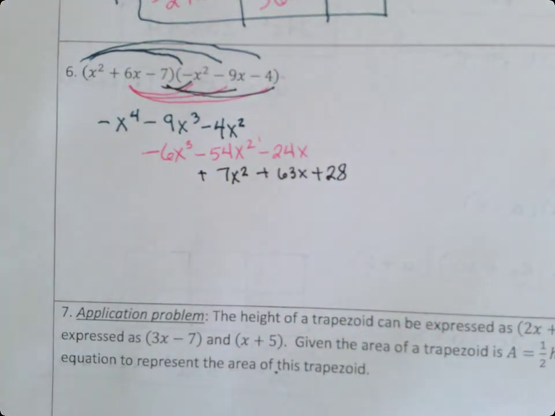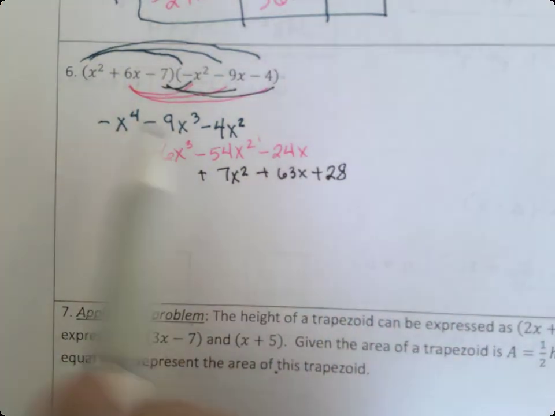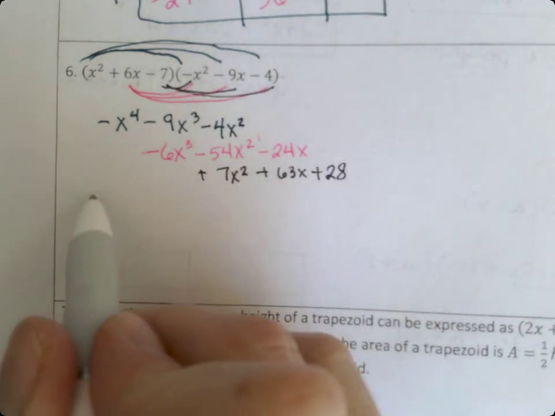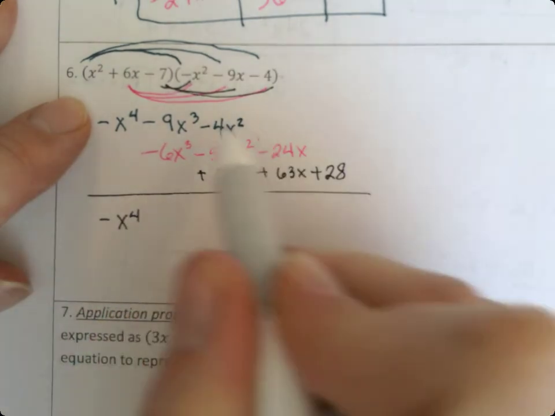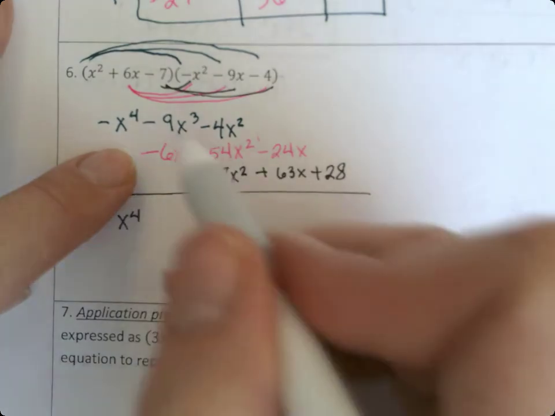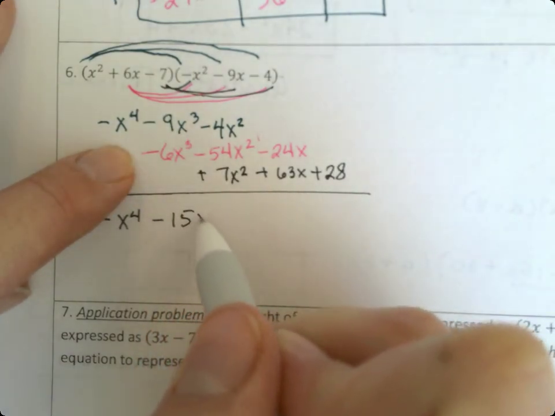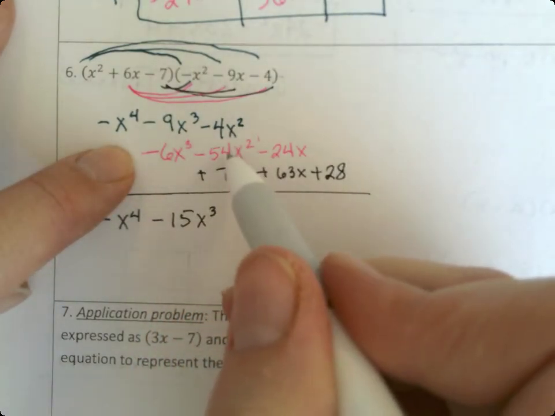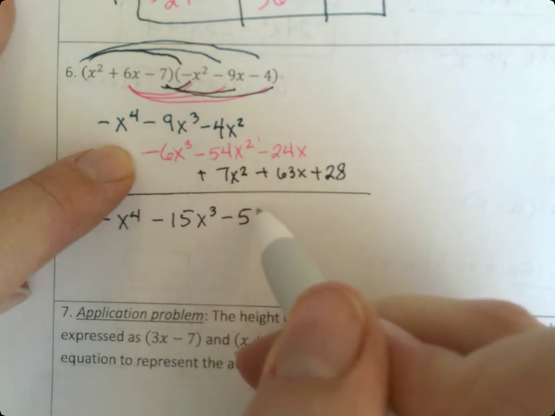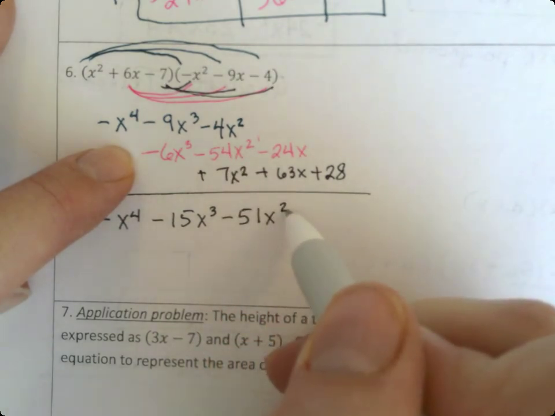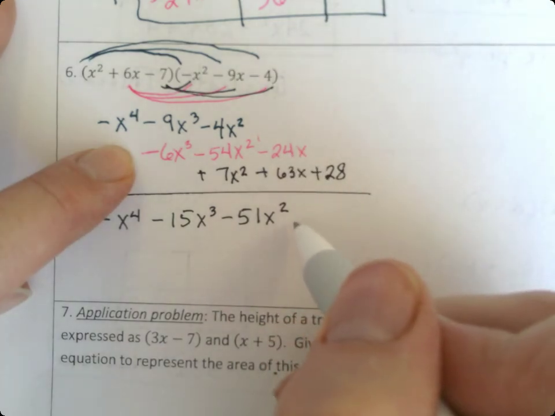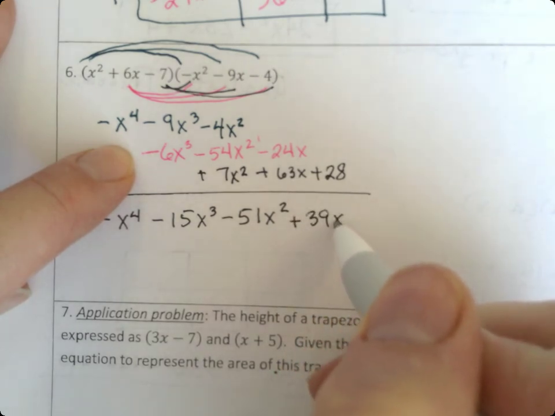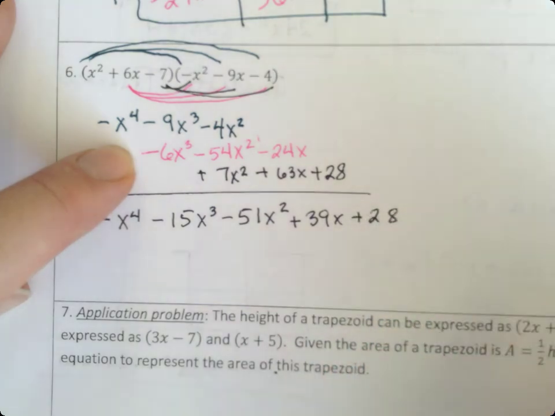Now, again, this only lines up that way if these powers match up. So I'm really adding down vertically. That's my like term. Or if you just went straight across, you just pull the like terms. This can be a negative 15x to the third. Negative 58. I think this should be a negative 51x squared. Am I good? Okay. And this adds up to positive 39. Yeah, I agree. Keep the x and my constant 28.